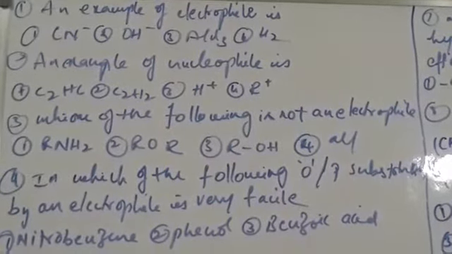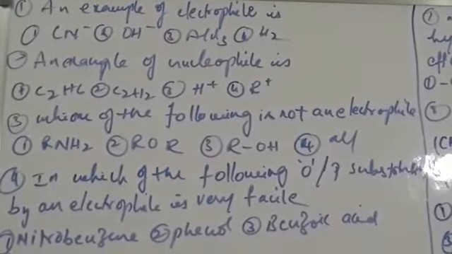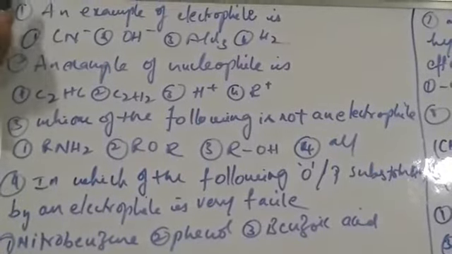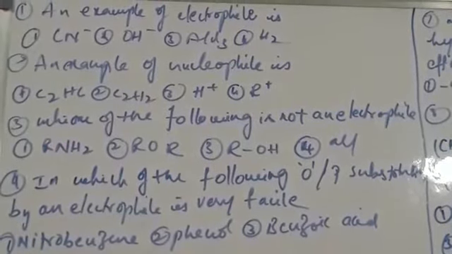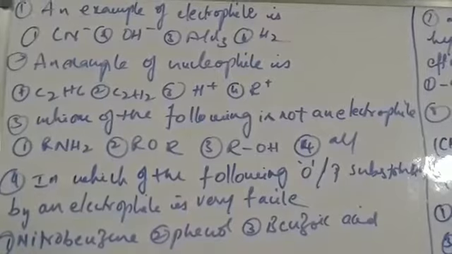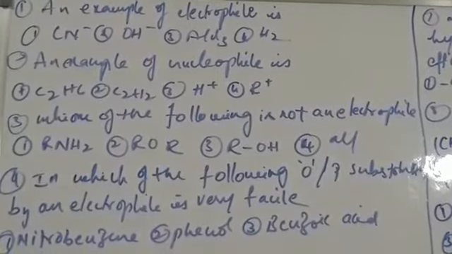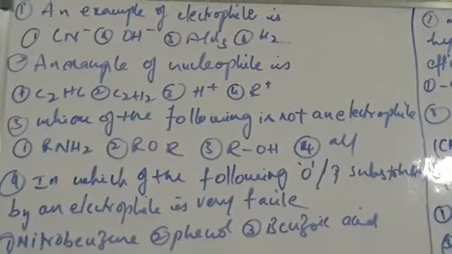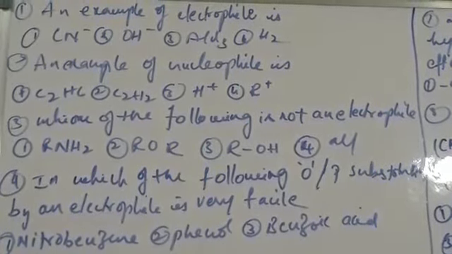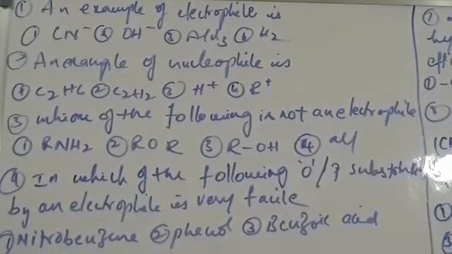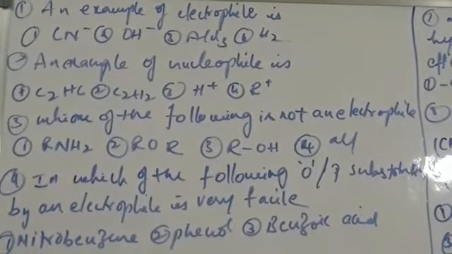Next, objective bits. First one, an example of electrophile is electrophile. Electrophiles are electron attracting species. So electrophiles attract negative charge. Electron, what is the charge on electron? Negative charge. Okay. So generally electrophiles are positively charged species or neutral.